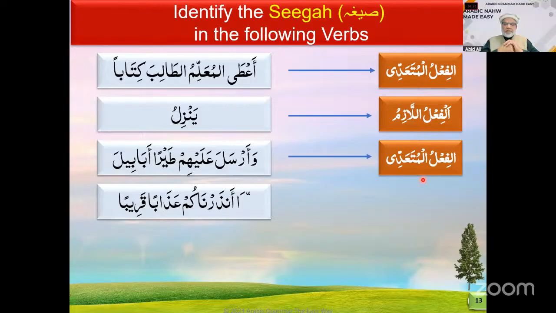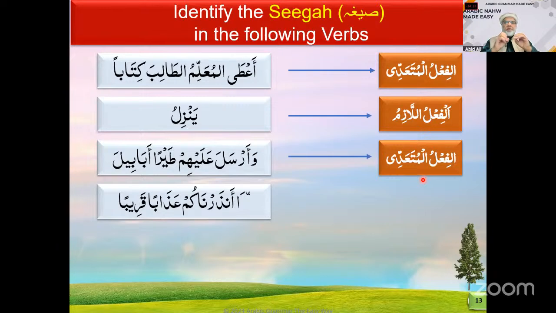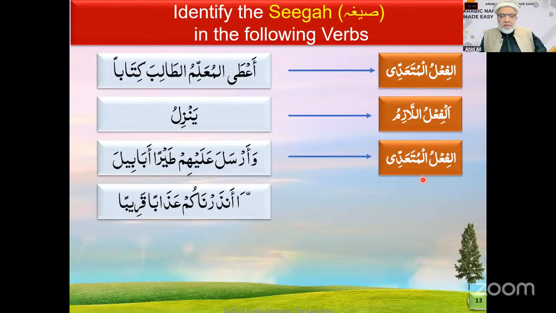Now, azaban qariban, does it also look like a murakkab? I know it's out of the context here. What kind of murakkab is that? I think it is tawsifi. Tawsifi, because azaban qariban means a near punishment. Yes, punishment which is near. The quality of the azab is qareeb, is near.